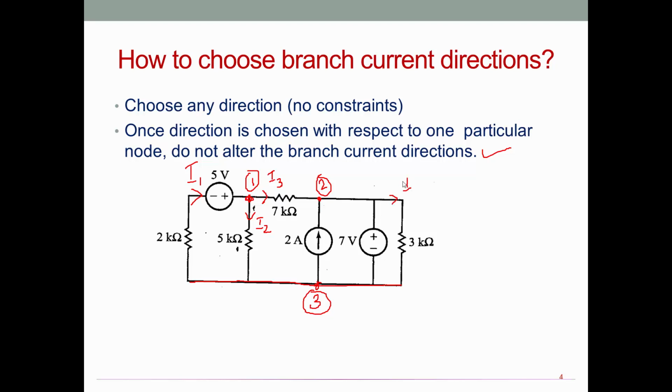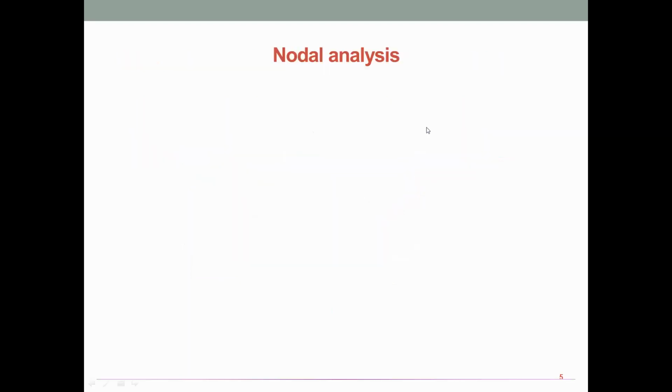This is I4. Let's fix the current direction here. This is I5. All the branches have the current direction. This is how to choose branch current direction for nodal analysis. Stick to these two rules in order to find out better branch current direction. Then nodal analysis.